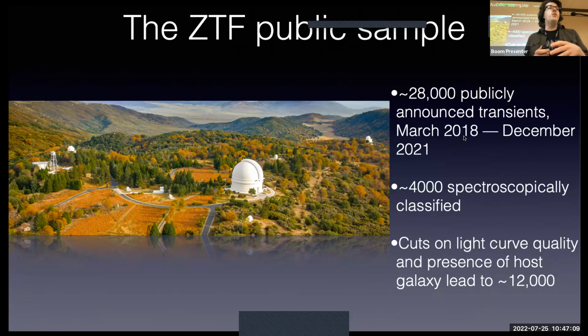And only about 4,000 of them had been spectroscopically classified. And then we did some cross-matching to remove AGN and CVs, so that got rid of a couple thousand objects. And then we placed various cuts on the quality of the light curve and the presence of a host galaxy.